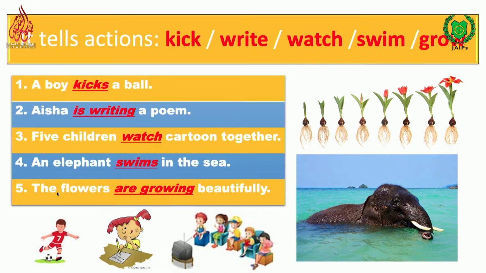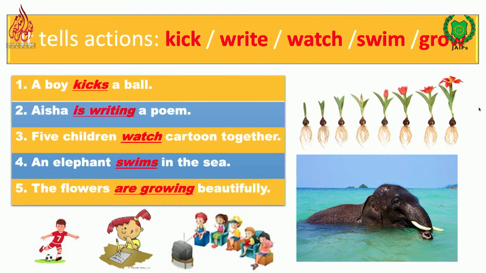Number 4, an elephant swims in the sea. Can you show me how an elephant swims in the sea? Yes, of course, by showing the picture. So you can see how the elephant is swimming in the sea. Number 5, the flowers are growing beautifully. So it grows. How can you show it? Yes, from the first phase until it becomes a big blooming flower.